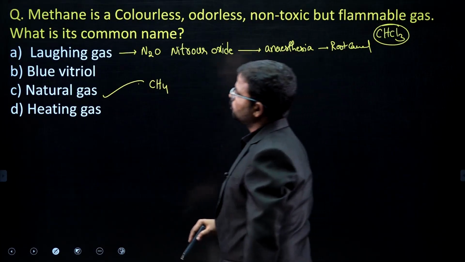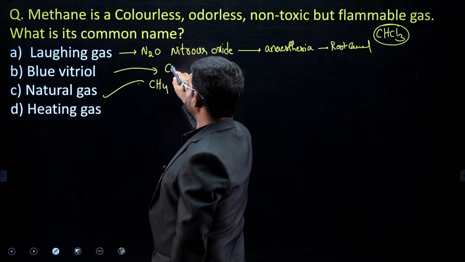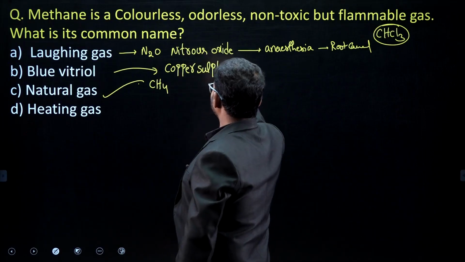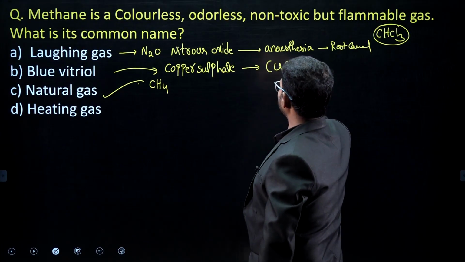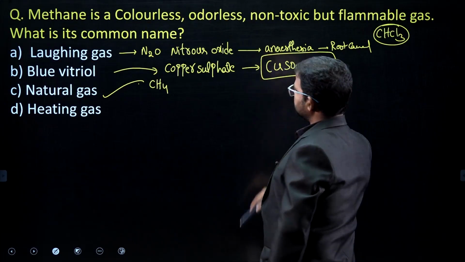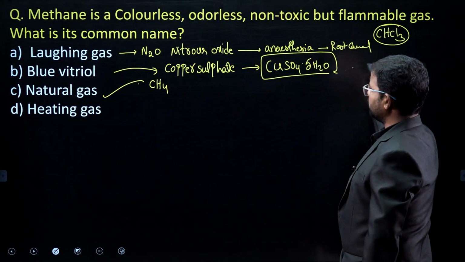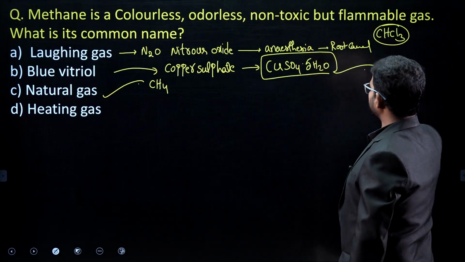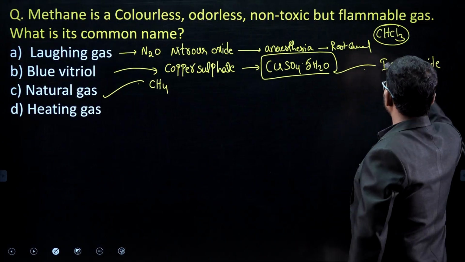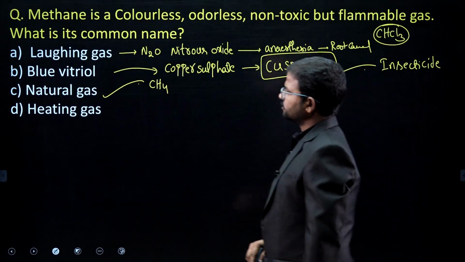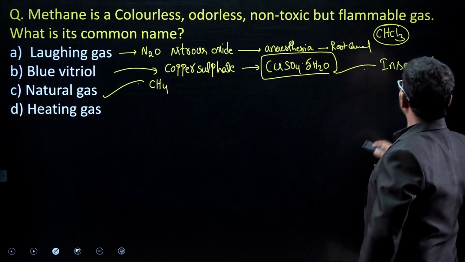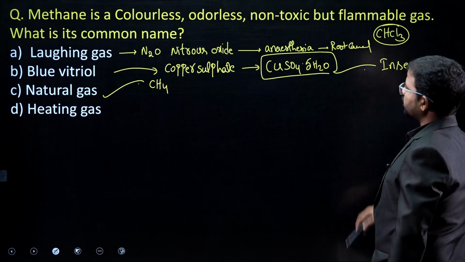Next, blue vitriol. Blue vitriol means copper sulfate, CuSO4·5H2O. This is called blue vitriol, nothing but copper sulfate. It acts as an insecticide. Here you can observe that it is mostly used as an insecticide.